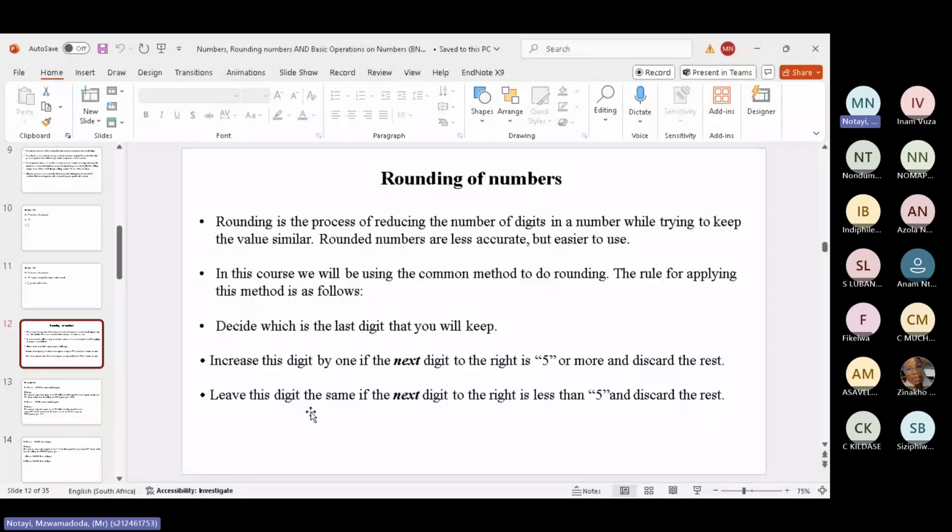So the last thing, you leave this digit the same if the next digit to the right is less than 5, and discard the rest. You leave this digit the same if the next digit to the right is less than 5.